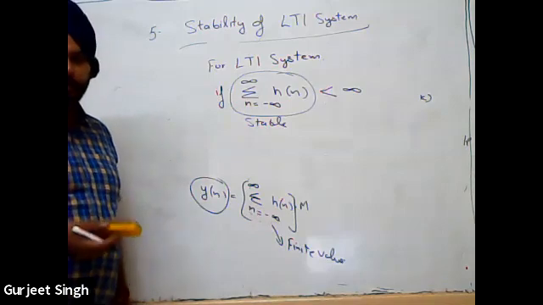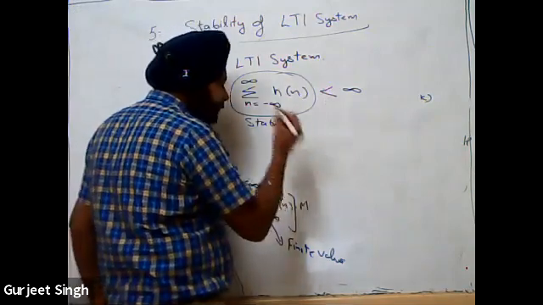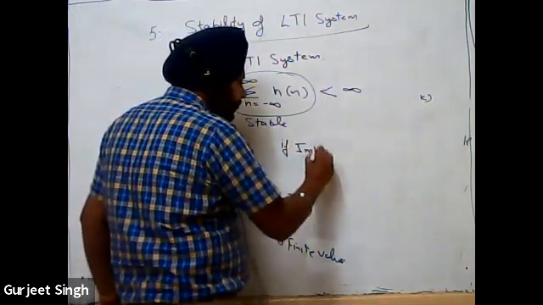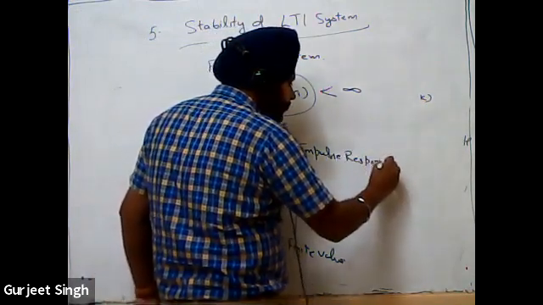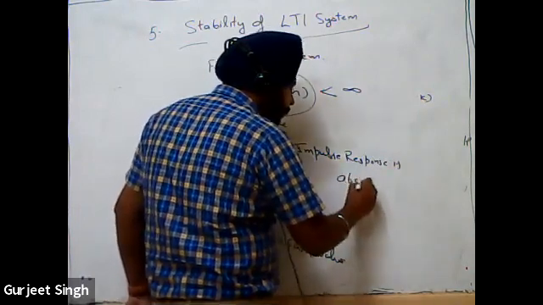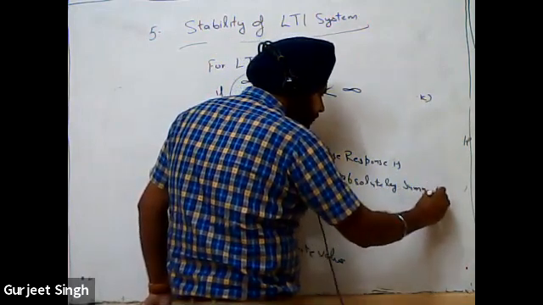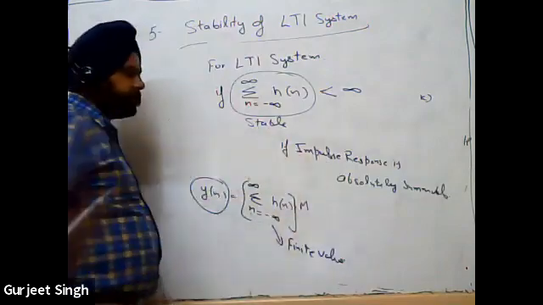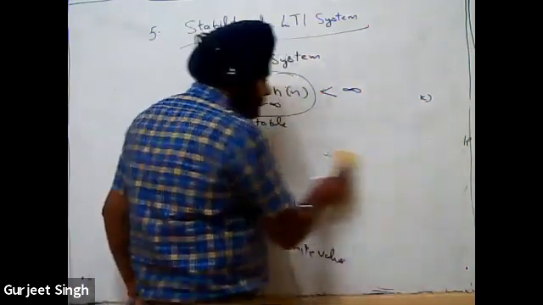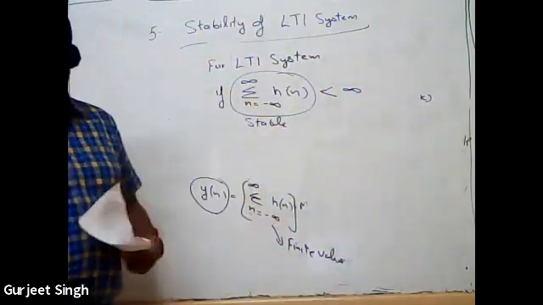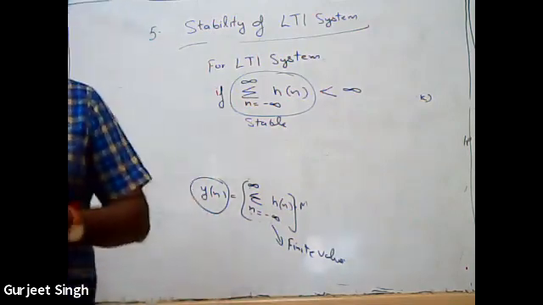Means if I get some finite value by solving this, then our LTI system must be stable. We can also write it this way; in some books it is written as: if the impulse response is absolutely summable, then our LTI system is stable. Then we can say that our LTI system is a stable system. So this is the stability of the LTI system.